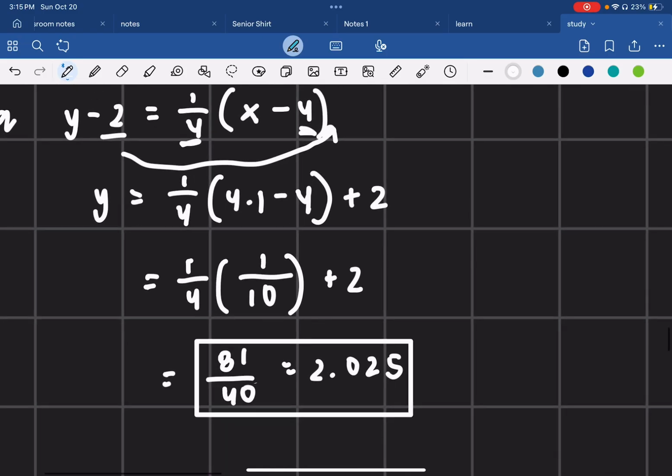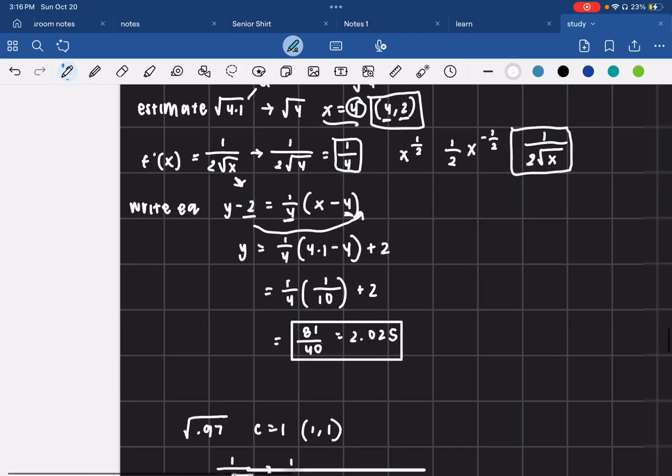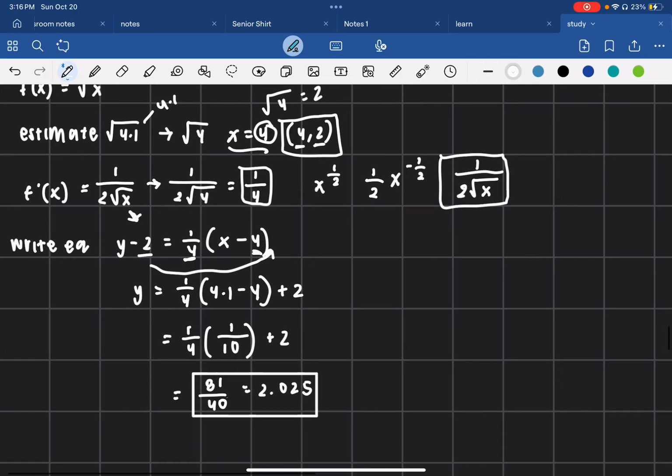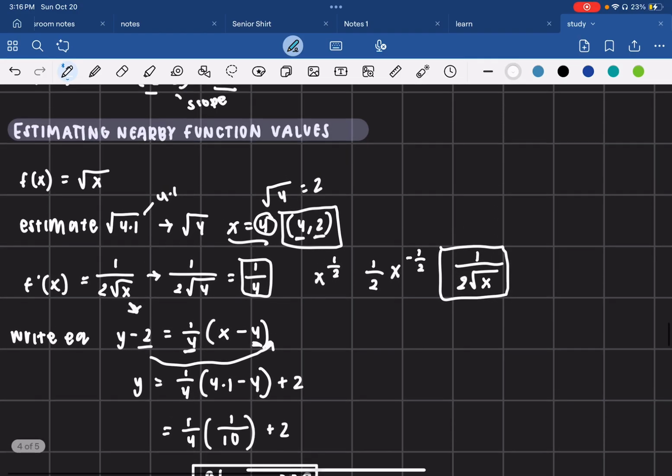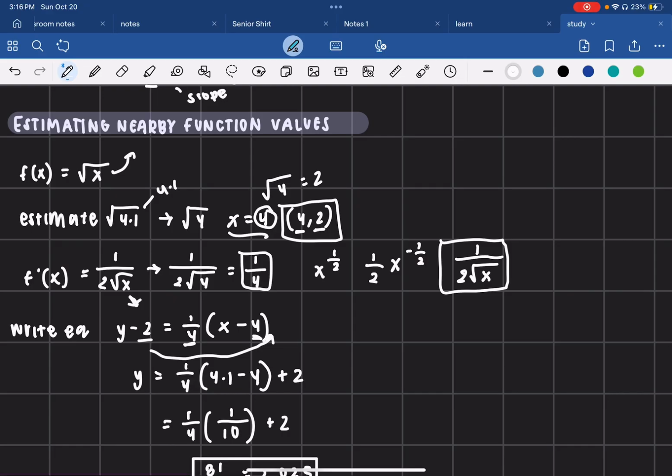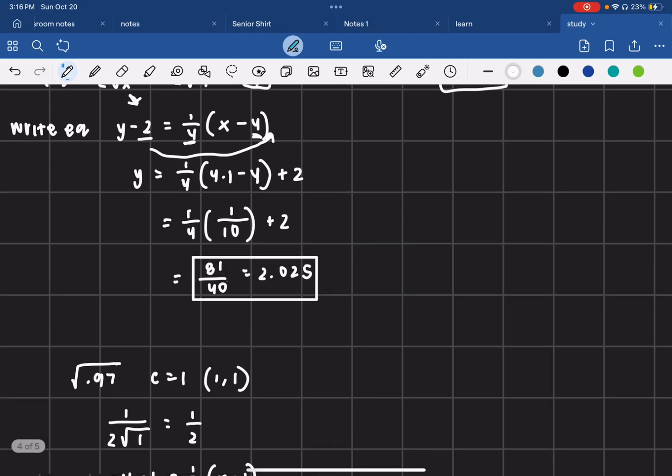So we have y equals 1/4 times 4.1 minus 4 plus 2. When we factor this out, I usually like to put the 0.1 or whatever the value is into fraction form. So we get 1/10. And then we have 1/4 times 1/10 plus 2. And when you add that all up together, you get 81/40, or 2.025. So that is basically saying when you plug in 4.1 into your root of x, you're going to get a value of around 2.025.